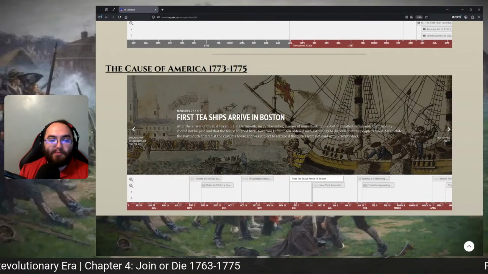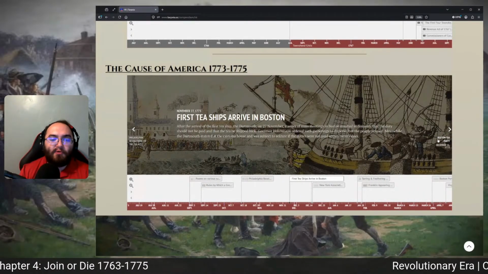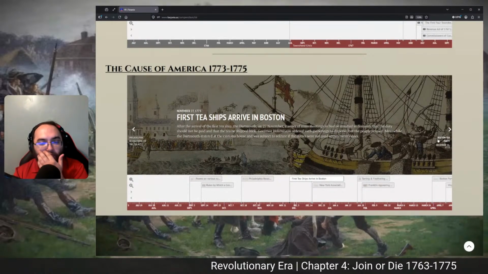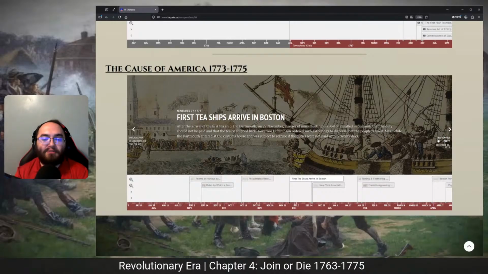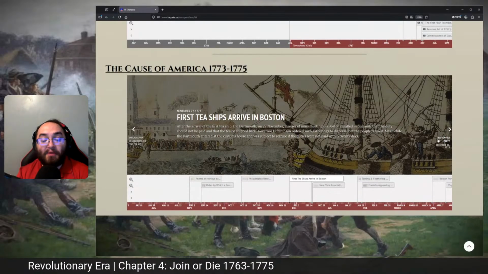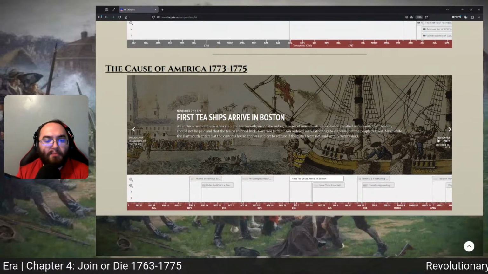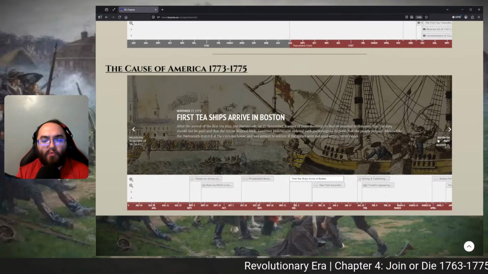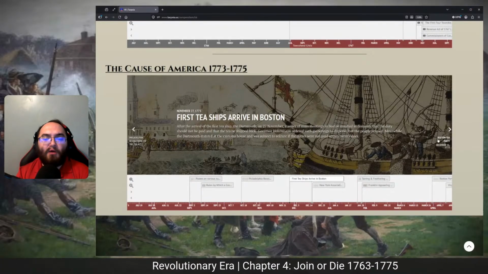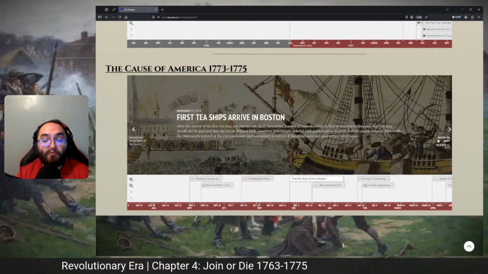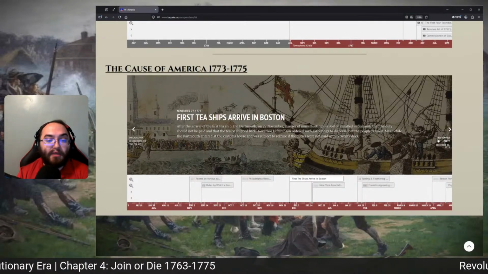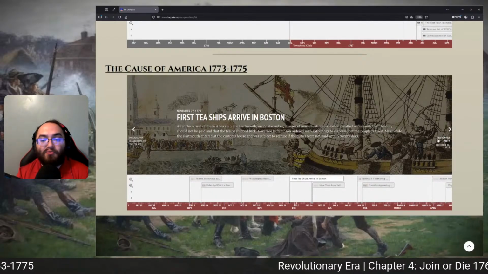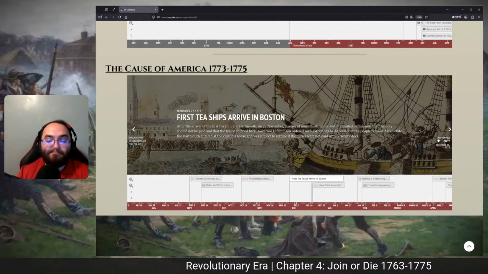And the first tea ships arrive in Boston. After the arrival of the first tea ship, the Dartmouth, on 27th of November, a series of mass meetings in Boston resulted in demands that the duty should not be paid and that the tea be shipped back. Governor Hutchinson ordered such gatherings to disperse, but the people refused. Meanwhile, the Dartmouth entered the customs house and was subject to seizure if the duties were not paid within 20 days.